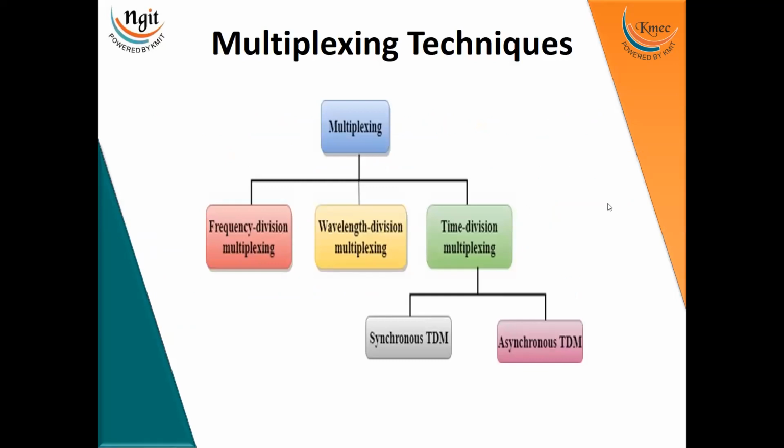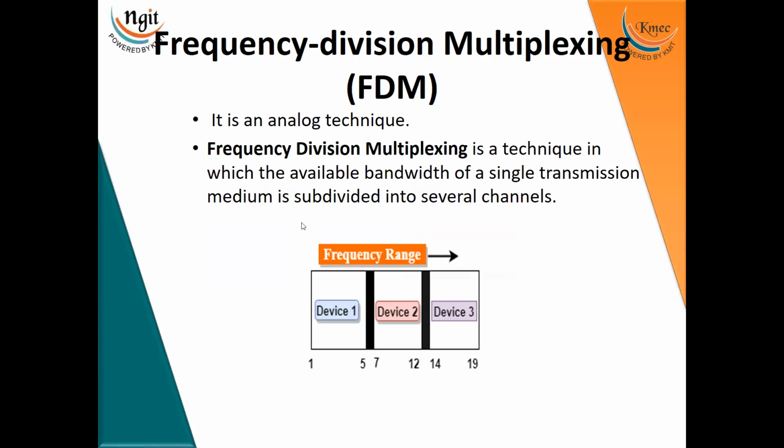In multiplexing, mainly we have three different types: frequency division multiplexing, wavelength division multiplexing, and time division multiplexing. In time division multiplexing, we have synchronous time division multiplexing as well as asynchronous time division multiplexing. Among all these, the very important one is time division multiplexing.